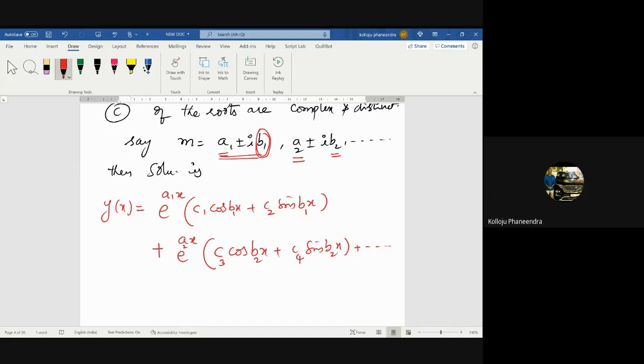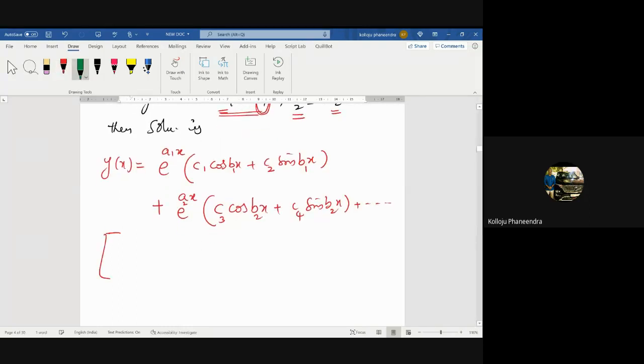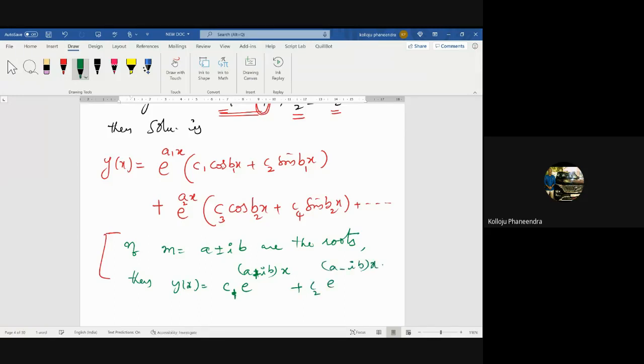Why am I writing sines and cosines? The idea is here: if m equal to a plus or minus ib are the roots, then what is the solution as per our first case, real and distinct? I have to write c1 into e power (a plus ib) x plus c2 into e power (a minus ib) x. I have to consider a minus ib into x, isn't it, right?